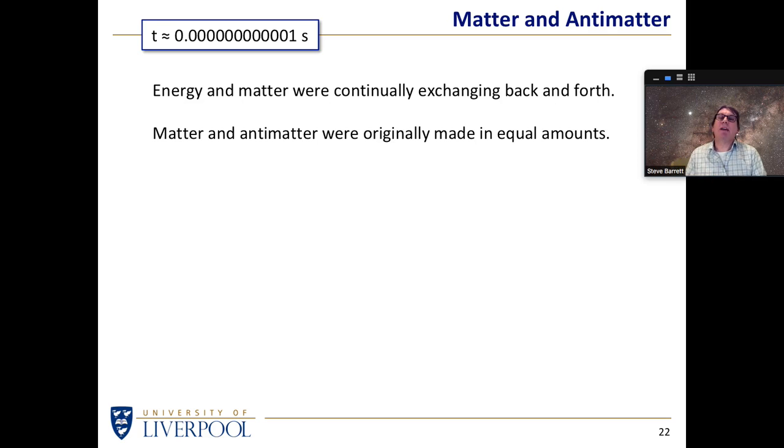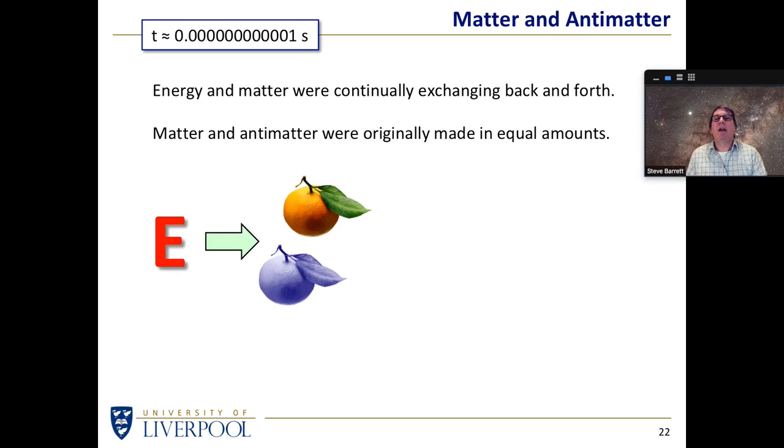And originally, matter and antimatter are made in equal amounts. In other words, if we take a certain amount of energy, I don't know how to represent energy in a PowerPoint presentation other than to give it a large capital E. So if we take a certain amount of energy, that energy can make matter and antimatter. Now, it's probably not going to be a tangerine and an anti-tangerine, but that doesn't matter. It might be a quark and an anti-quark. It might be an electron and an anti-electron. It really doesn't matter. It can generate a particle and an antiparticle, equal amounts of matter and antimatter.